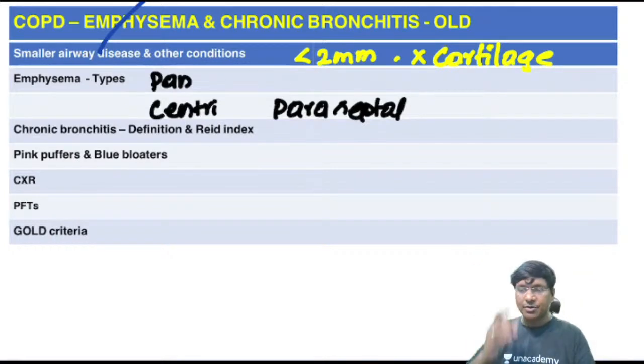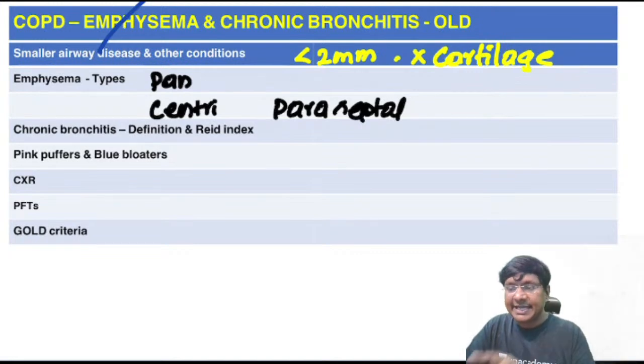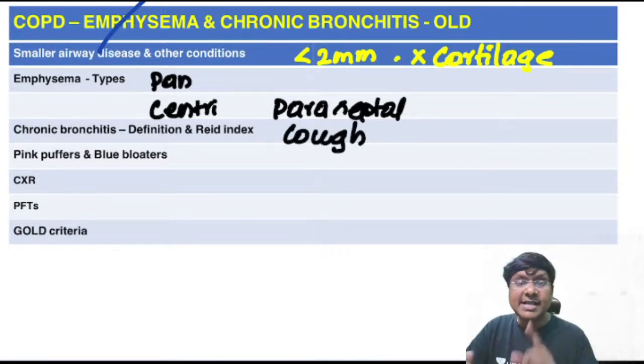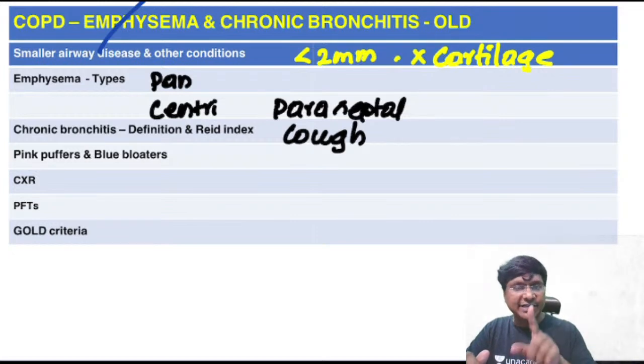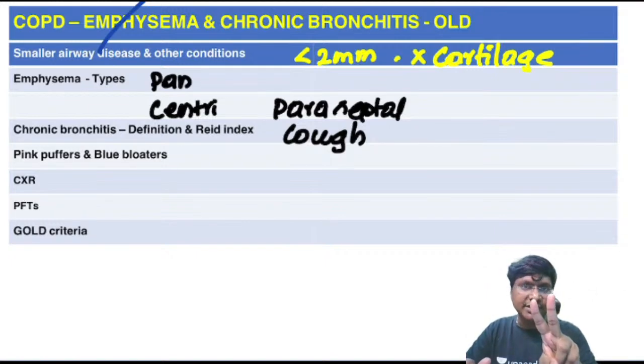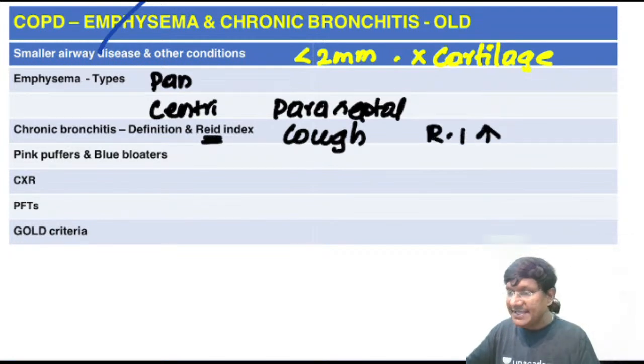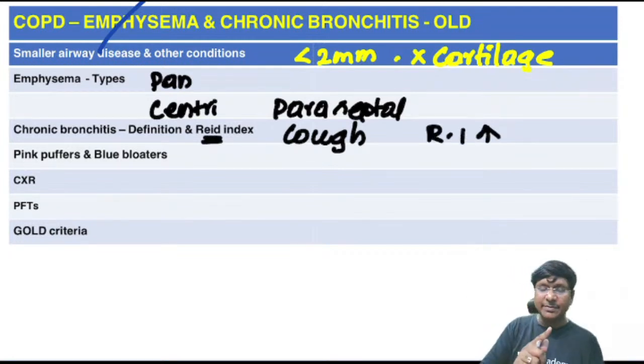Then coming to chronic bronchitis. See, emphysema presentation will be in the form of dyspnea. Chronic bronchitis presentation will be in the form of cough with mucoid expectoration, and this will be there for nearly 3 months, for 2 consecutive years. Now, in these patients with chronic bronchitis, the Reid index will be increased.